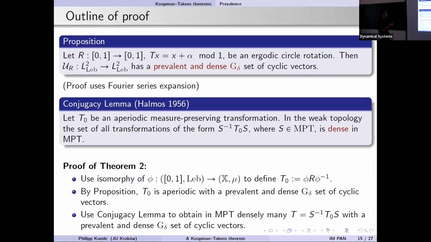Now you apply this conjugacy stuff twice, in the sense that on the one hand, you use this measure theoretic isomorphy between the base space and your standard probability space, and then here you apply the conjugacy lemma to get the density of those transformations, prevalent set of cyclic vectors.